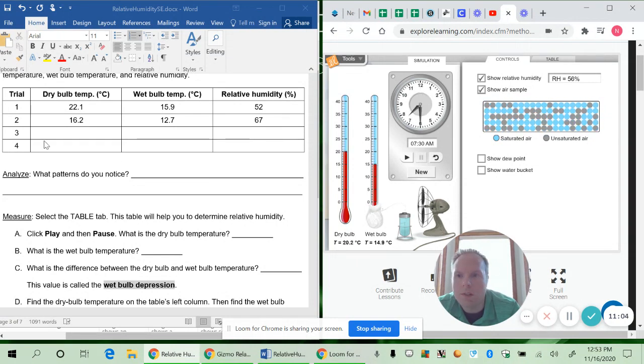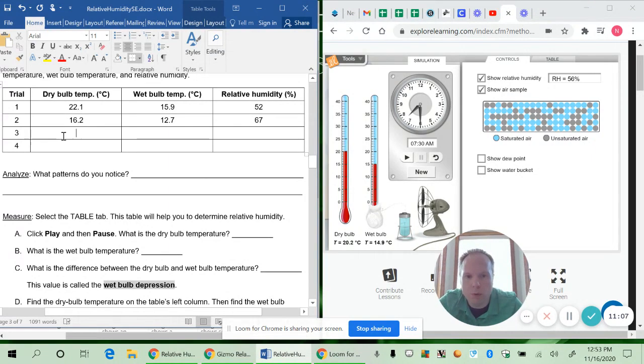Okay, so this time it looks like the temperature, dry bulb, was 20.2 and the wet bulb was 14.9, and it looks like our relative humidity went down. Okay, let's try one more time here. Okay, so this time it was 22.3 and 16, and the relative humidity is 52.